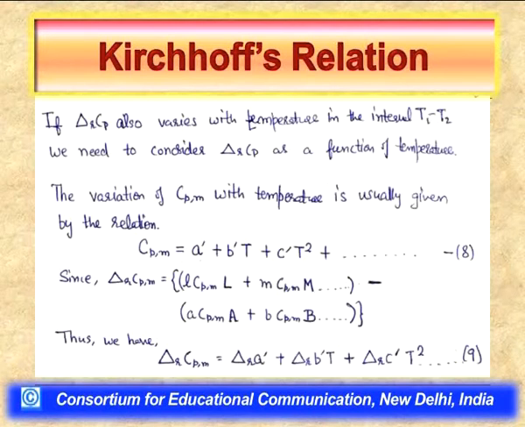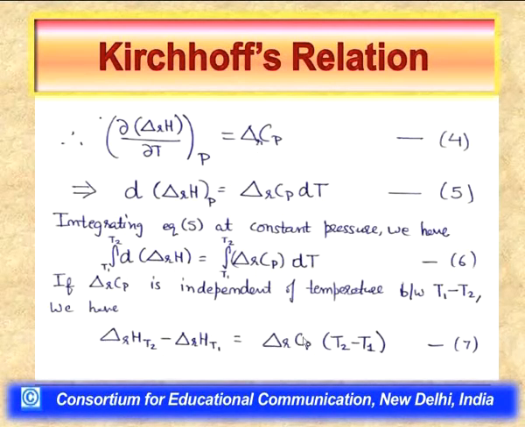But here we have made one assumption. The assumption is that delta RCP, molar heat capacities of all the chemical species which do participate in the chemical reaction, they are independent of the temperature range between temperature T1 to T2. So, this is the one assumption which we have made.